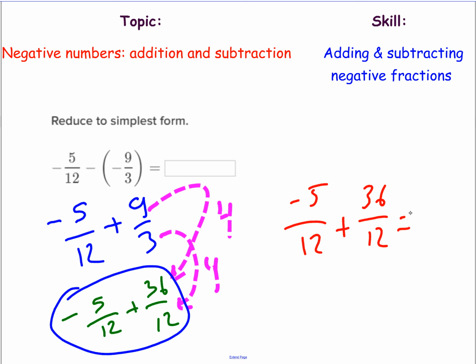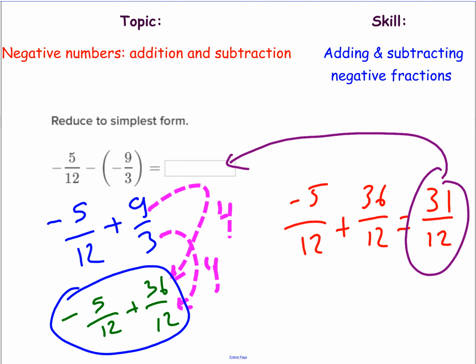36/12. When you add fractions, remember, the denominator stays the same once you have a common denominator. So the numerator is all we really have to worry about. Negative 5 plus 36 is positive, right? Because I have more positives than negatives. Positive 31. And the good thing, you're going to like this year, I hope, is that's it. I don't need you to change that to a mixed number. Leave it as an improper fraction. There's our answer, 31/12.